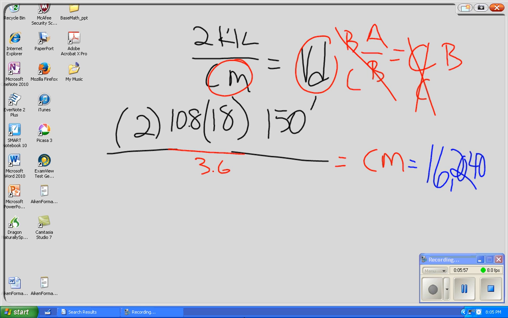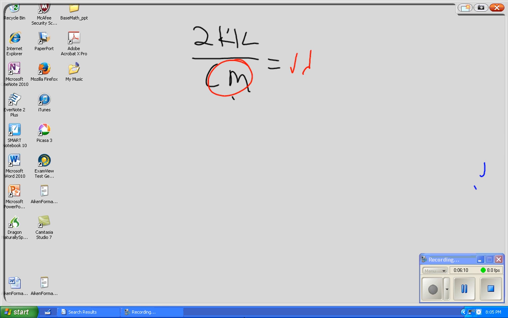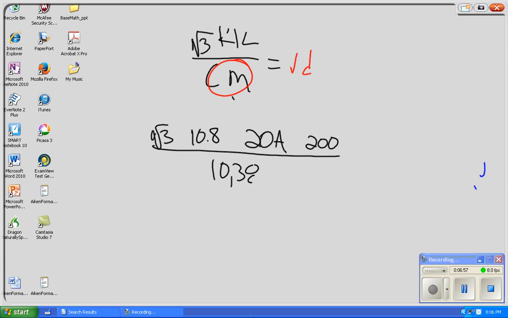There's one more thing we can do with this. Let's get rid of all this. Now we're going to use three-phase wires this time. We're going to take out the 2 and put in the square root of 3, since we have a three-phase circuit going someplace. Let's put in some new numbers. The square root of 3, which is 1.7321 or thereabouts, times 10.8 times our current, say 20 amps, and a length of 200 feet and a circular mil area of 10,380. That's the size of number 10 wire, by the way.